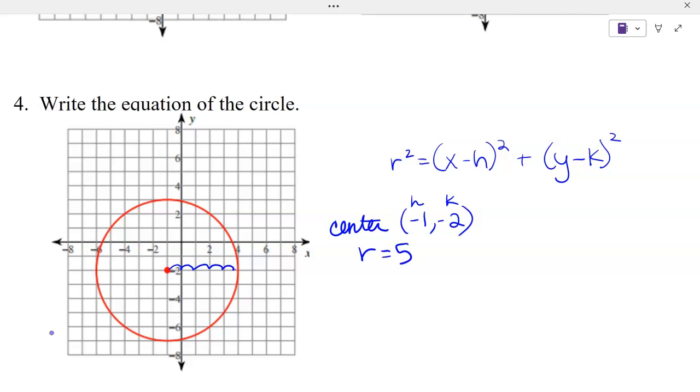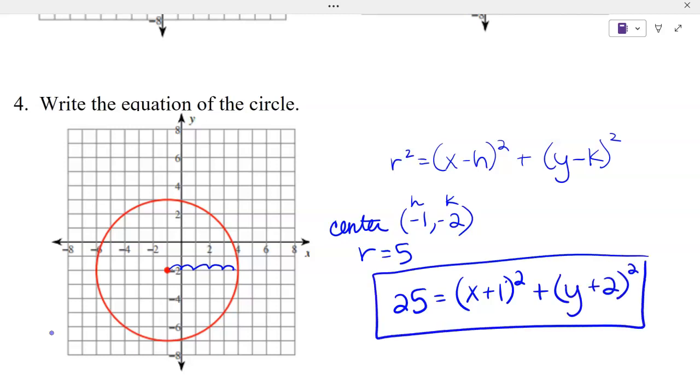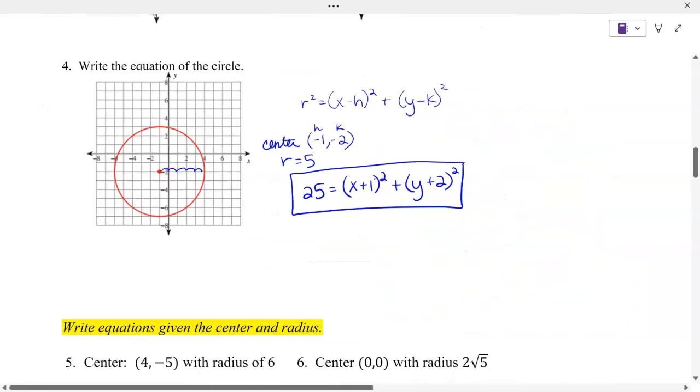So if we just pull all this into the equation, r squared is going to be 25. We have x minus h, so it's x minus a -1, or x plus 1 squared, plus y minus a -2, which gives us y plus 2 squared. And there is our equation of a circle.